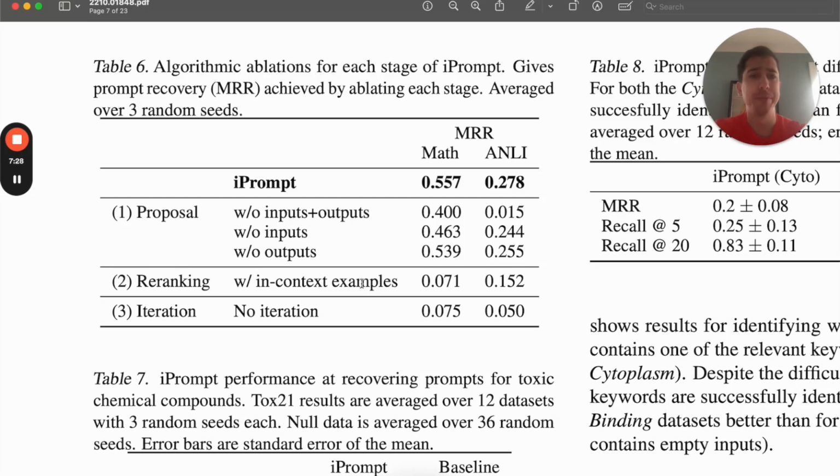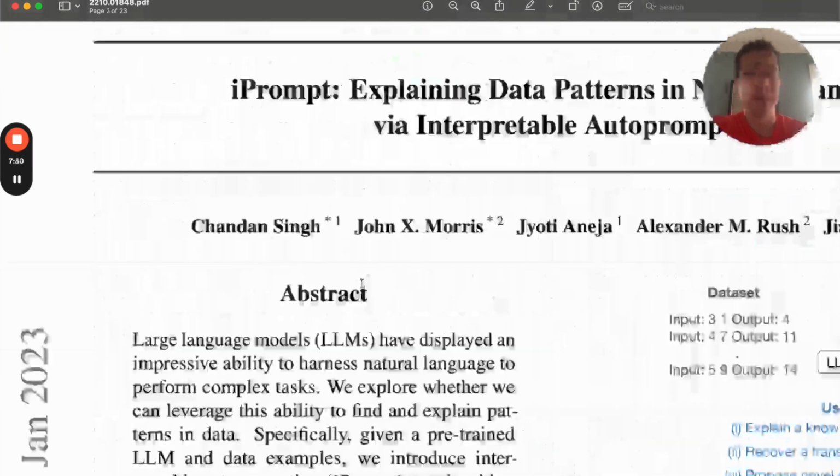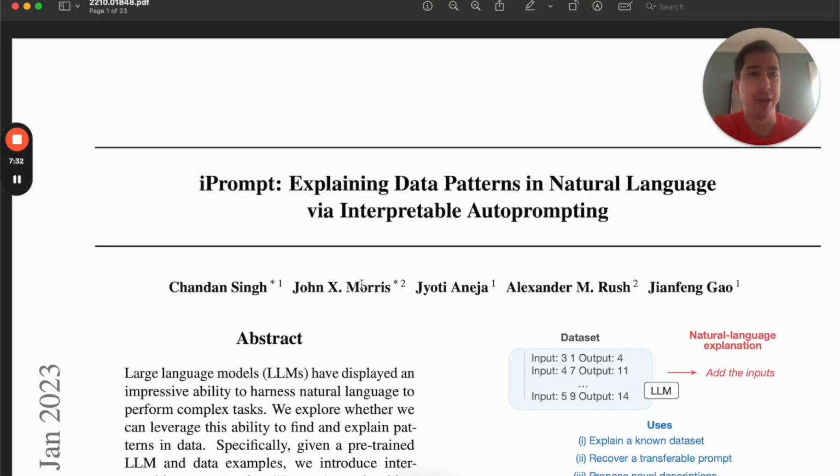So that's all for this one. I think I'm very interested in trying this out in my own work, so I would recommend you guys take a look too.